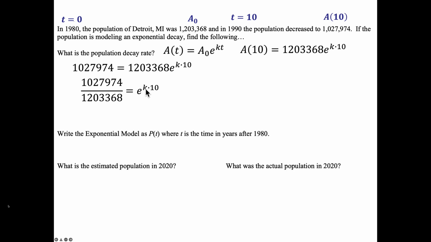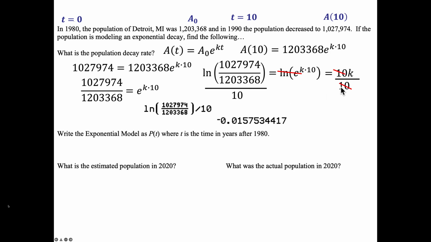Well, to solve for k, take and convert it to a natural log, or take the natural log of both sides. Six of one, half dozen of the other. It's the same thing. Natural log and base e cancel out, leaving me 10k. Divide over the 10. Cancel my 10s on the right. There's my calculator entry. This is my rate as a decimal. And notice it's negative. If it's going to decay, you have to have a negative rate.